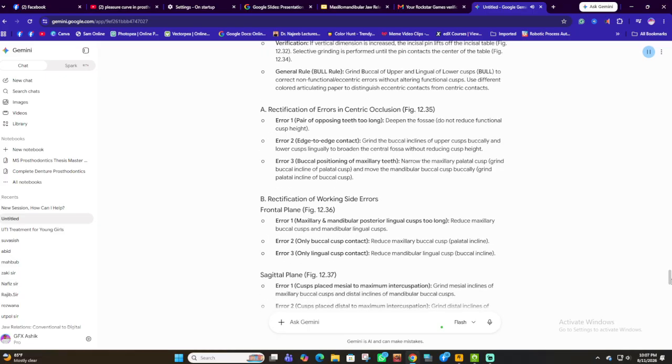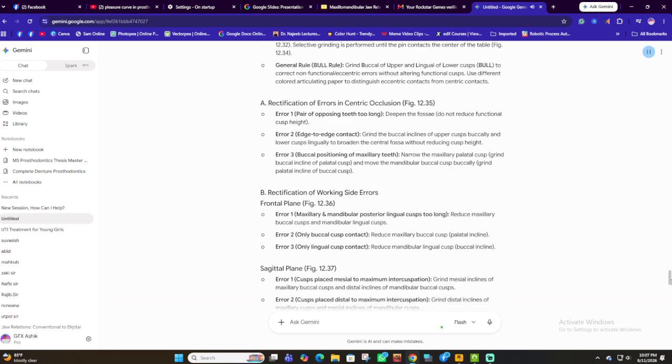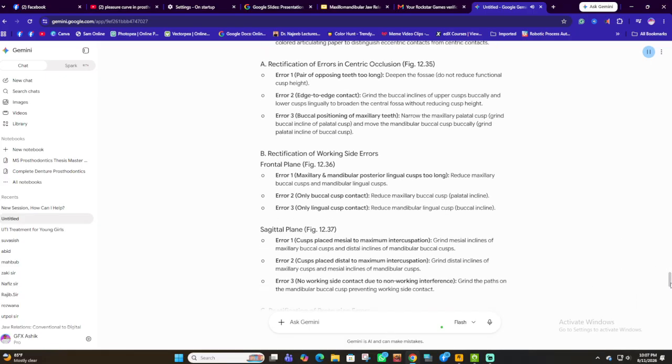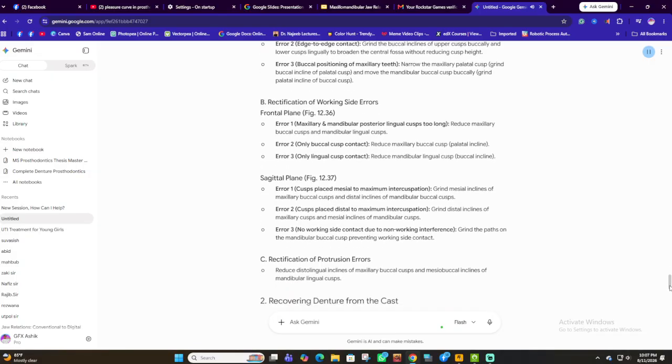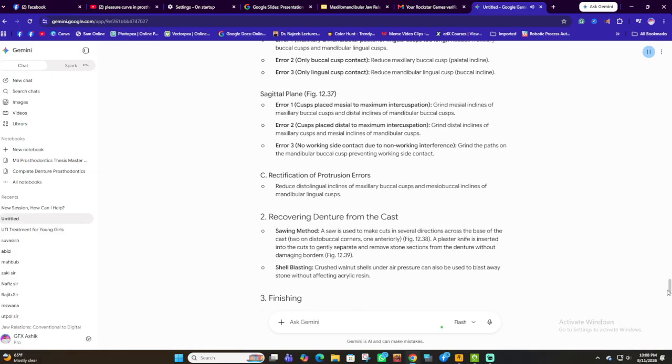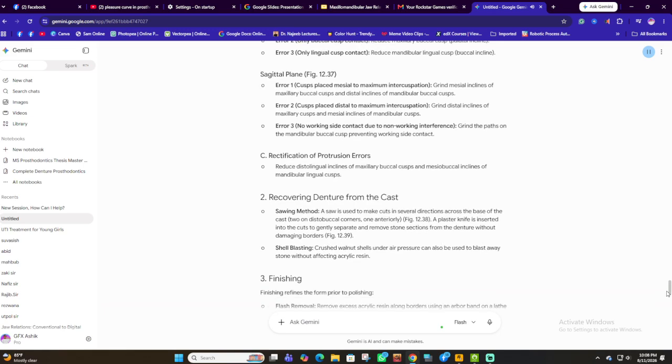Sagittal plane, Fig. 12.37. Error 1, cusps placed mesial to maximum intercuspation, grind mesial inclines of maxillary buccal cusps and distal inclines of mandibular buccal cusps. Error 2, cusps placed distal to maximum intercuspation, grind distal inclines of maxillary cusps and mesial inclines of mandibular cusps. Error 3, no working side contact due to non-working interference, grind the paths on the mandibular buccal cusp preventing working side contact. C. Rectification of protrusion errors. Reduce distolingual inclines of maxillary buccal cusps and mesiobuccal inclines of mandibular lingual cusps.